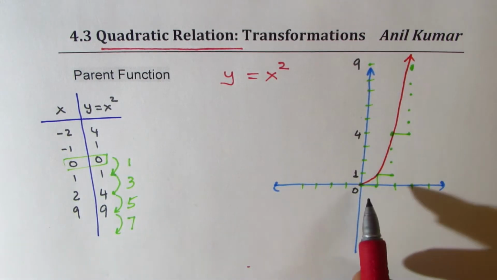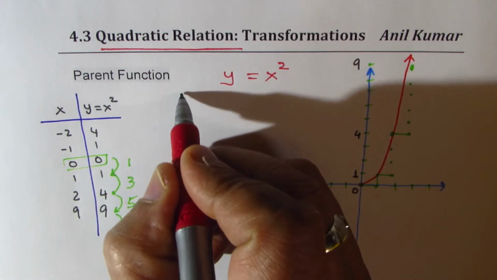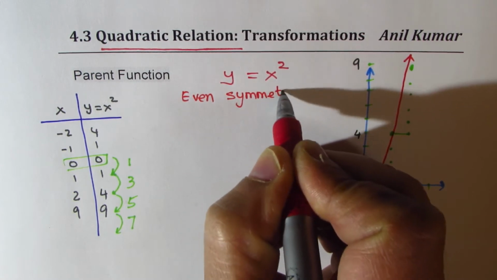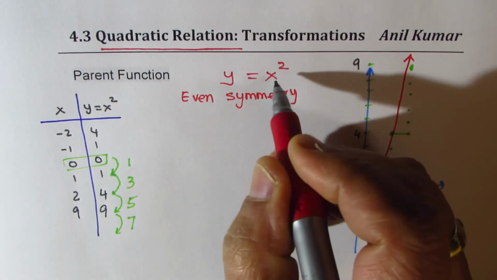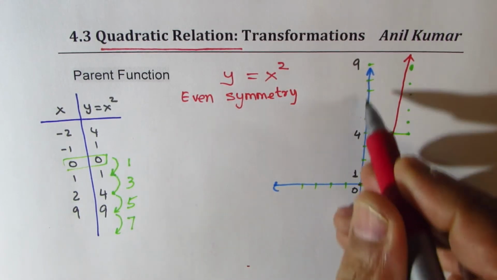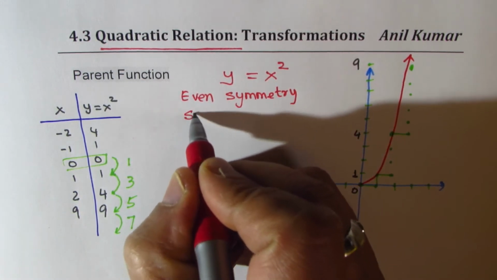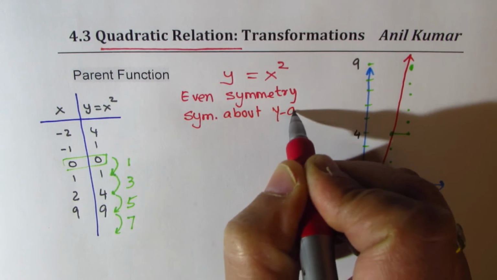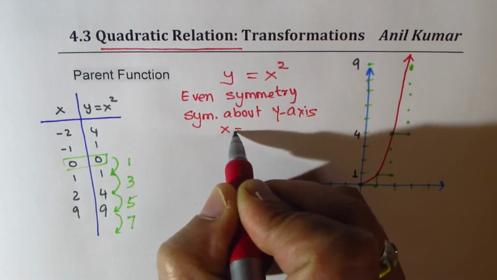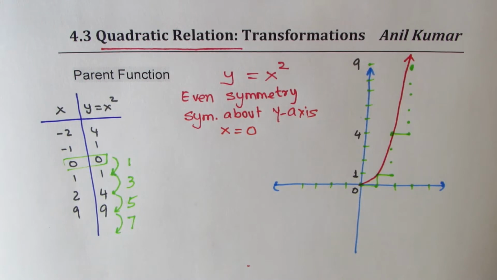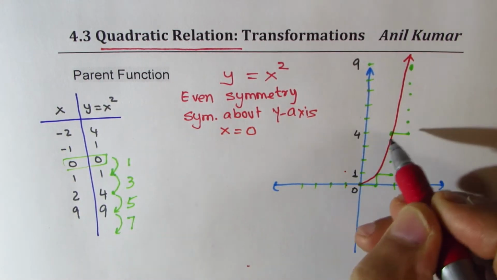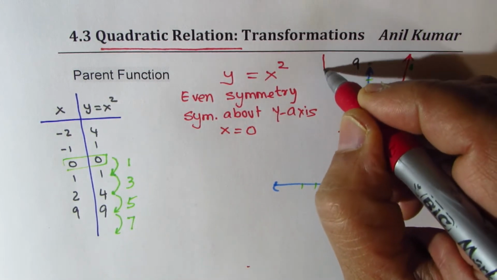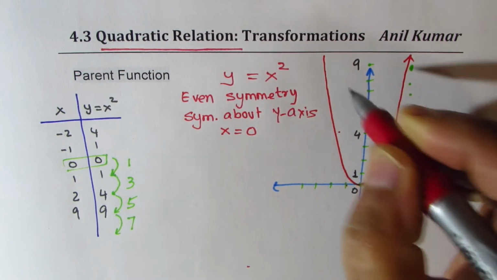Okay. Now, we know parabola is symmetric, so it has even symmetry. It is symmetric about the y-axis, whose equation is x equals 0, right? This is important to understand. Since it is symmetric, we could get the other points by just reflecting them. You get the idea, right? So by just reflecting them, the graph could be reflected and then we get our other half.